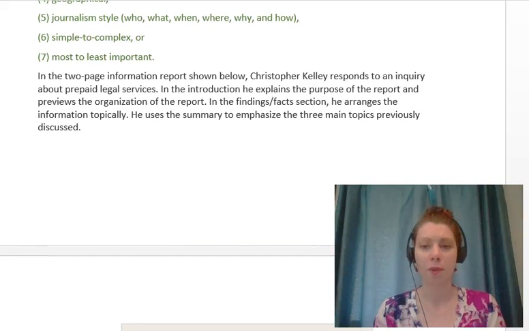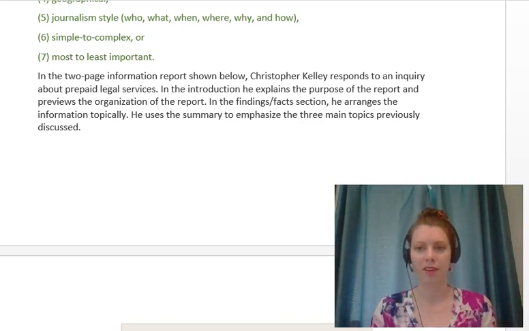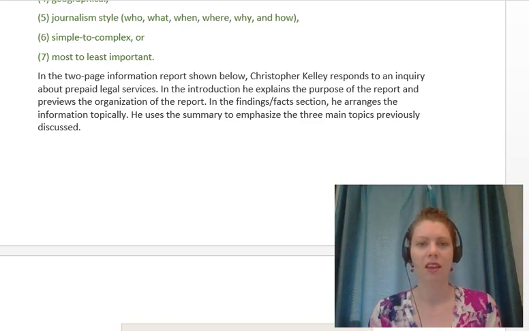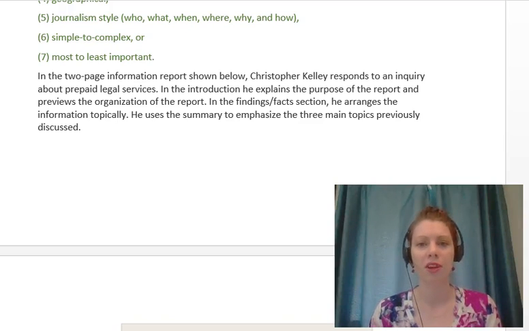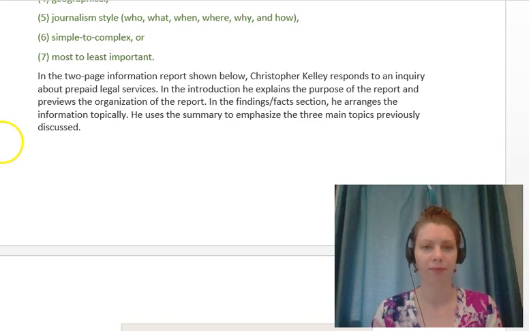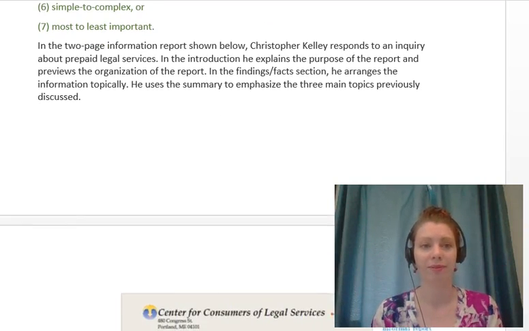Okay. I do have pictures of a 2-page report by someone named Christopher Kelly that responds to an inquiry about prepaid legal services. In the intro, he explains the purpose of the report and previews the organization of the report, so it forecasts what's coming. In the findings and facts section, he arranges his information in a topical way, and he uses the summary to emphasize the 3 main points that he discussed in the body, which is just like an essay.